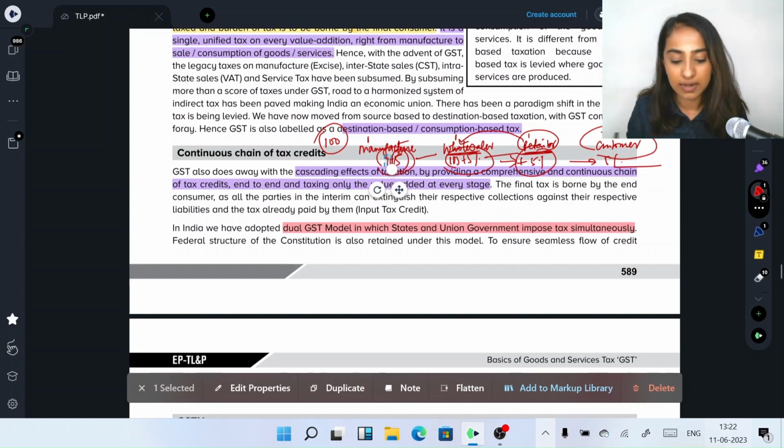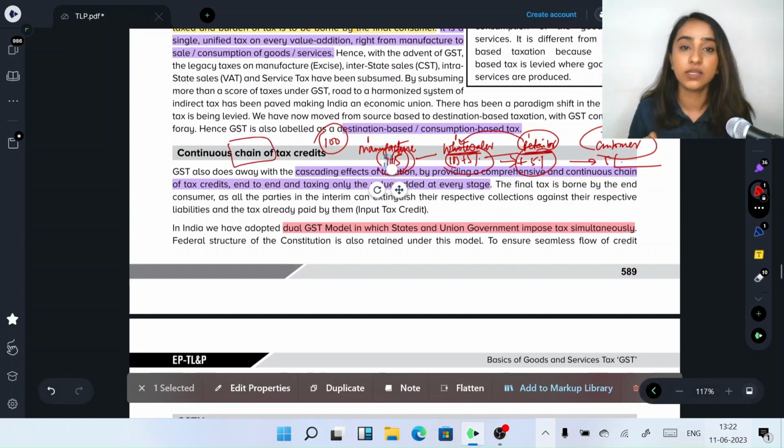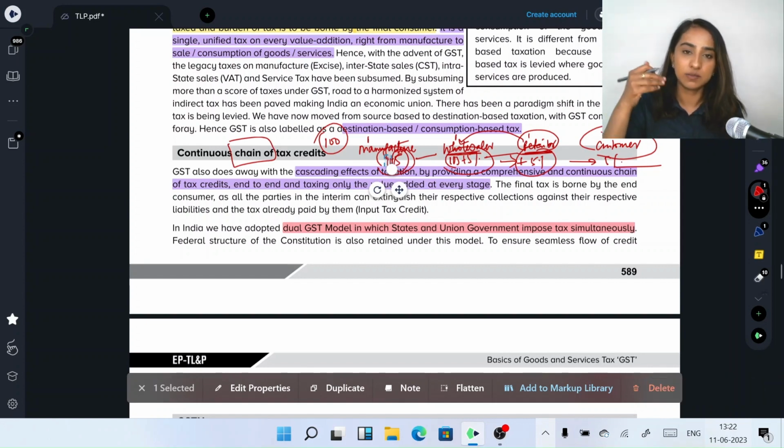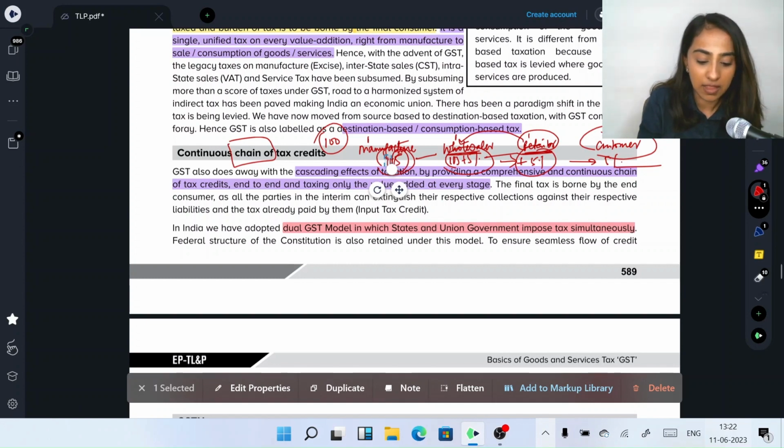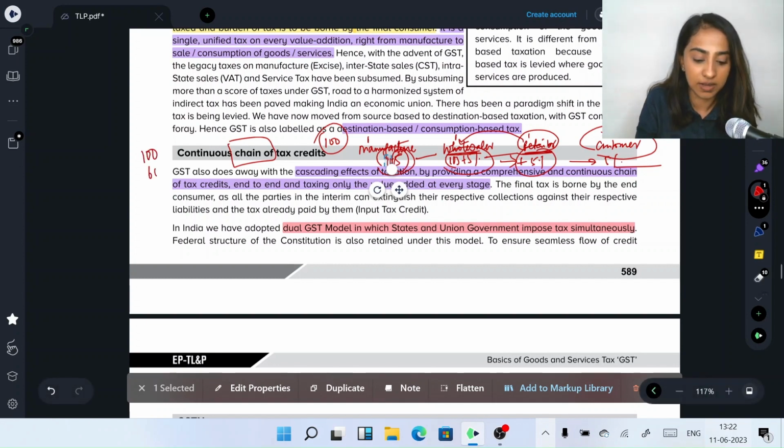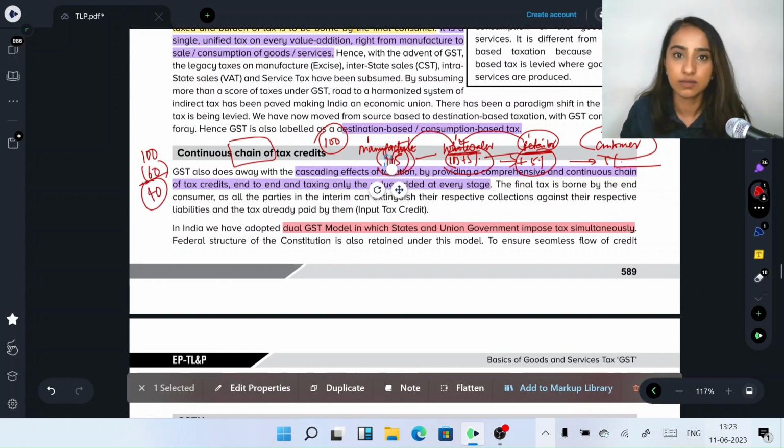Now here, like we've spoken about, continuous chain of tax credits. Whoever has paid, they will take credit. Let's say, if they have to pay output tax of 100 rupees and they have paid GST earlier in the older chain of 60 rupees, they're going to deduct this and they're going to pay only 40 rupees to the government. So this is as simple as it can get.